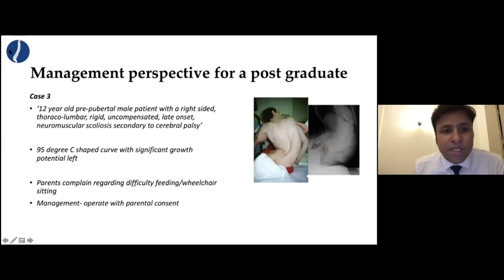These patients will have multiple issues. They will have gastroesophageal reflux. These patients will have a bad chest condition, recurrent hospitalizations, low mentation, high risk for infection. And here, the decision to operate lies with the parents. The parents find it difficult to feed the patient, and the patient is not able to do proper wheelchair sitting. It's affecting their quality of life and the patient's quality of life, of course not known to the patient, but it does affect it. In that case, you have to operate with parental consent.